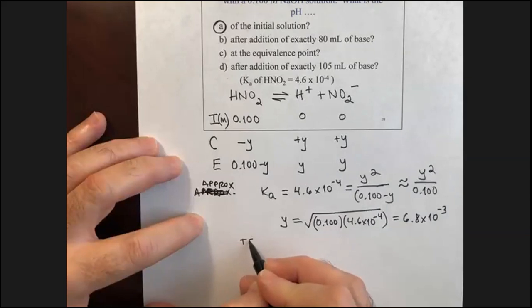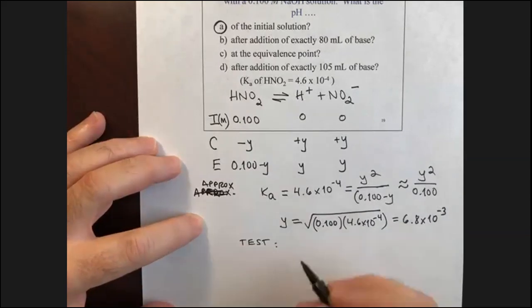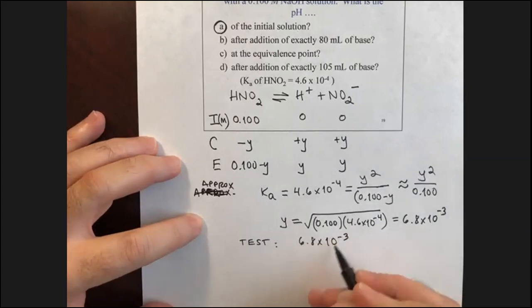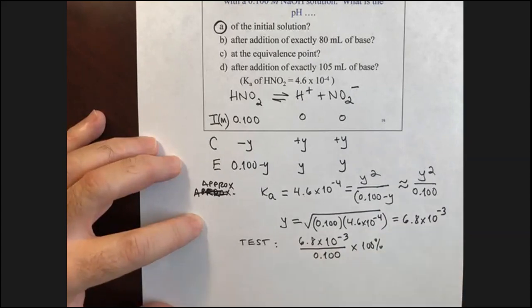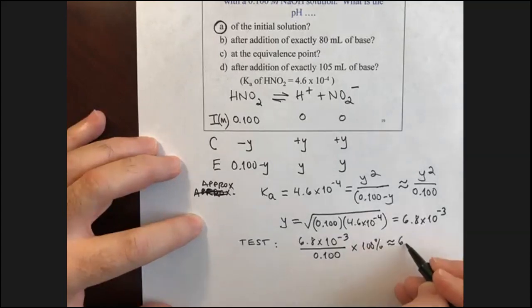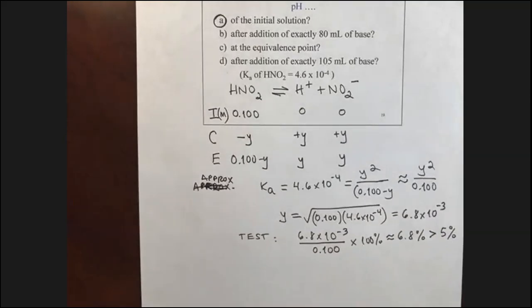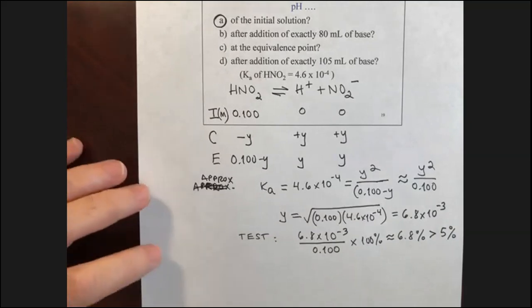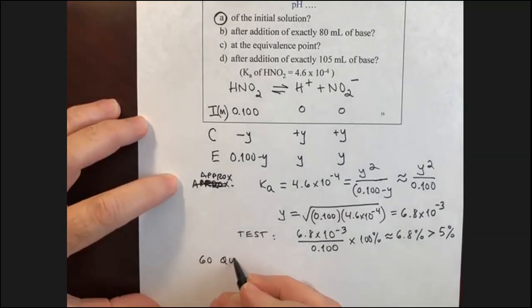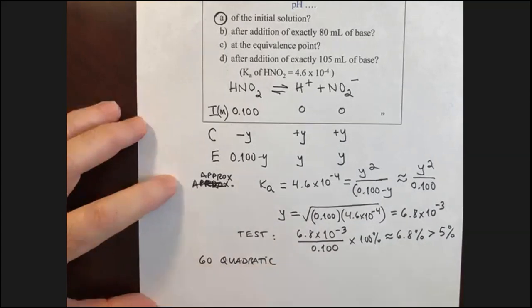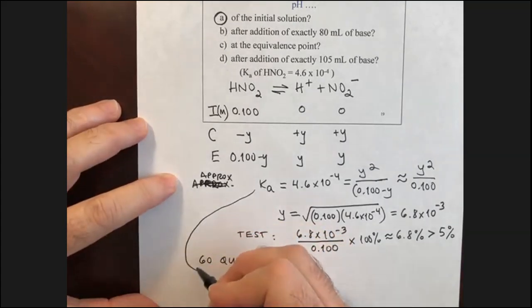Now we're going to test our approximation. And it's going to turn out that 6.8 times 10 to the negative 3 divided by the initial molarity 0.1 gives you a number that is essentially 6.8%. In other words, the approximation didn't work. So guess what we got to do? We got to go quadratic. That's right. And I know that you guys love this. I kind of did it on purpose to make you work your way through it.